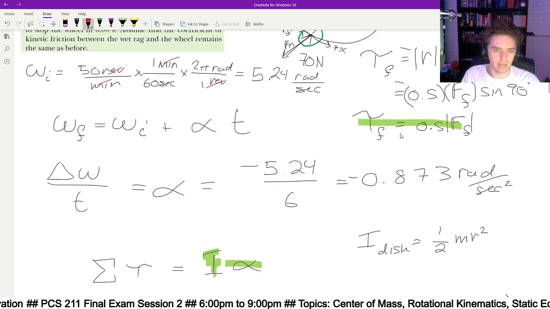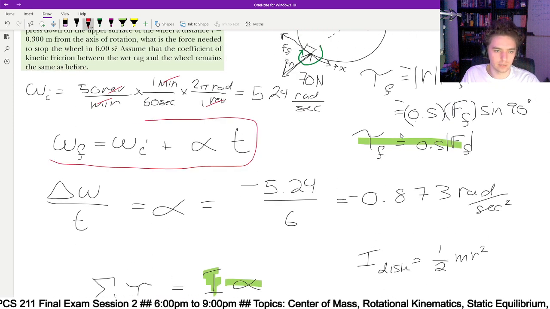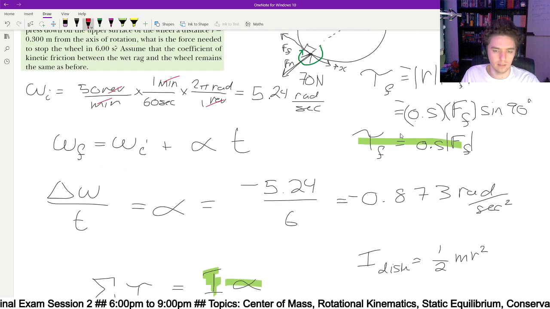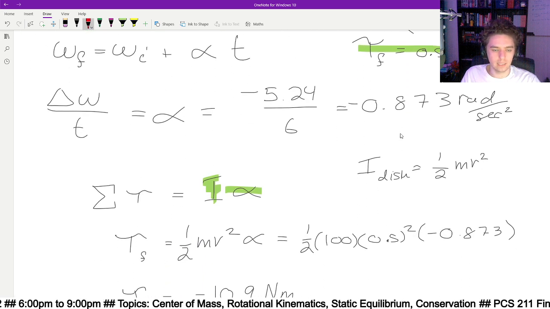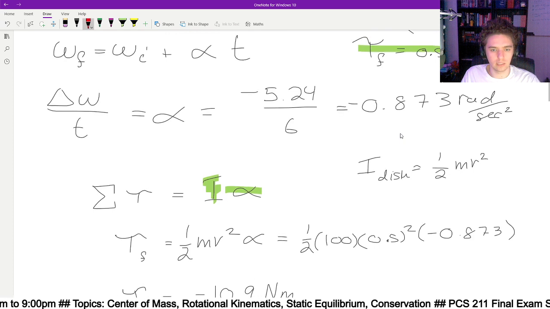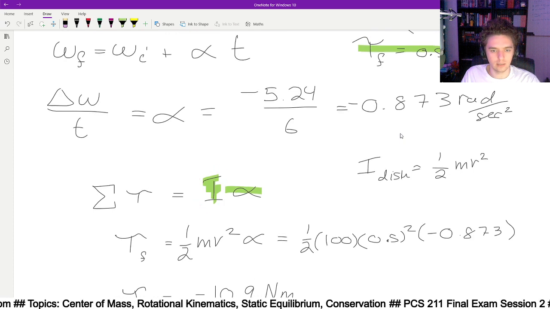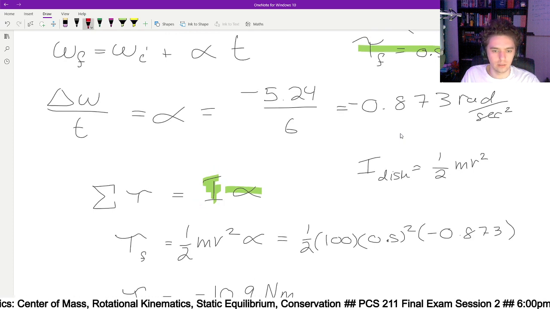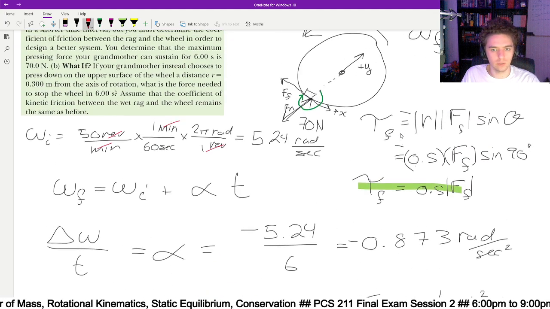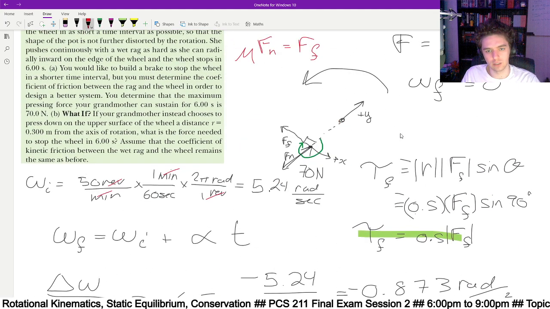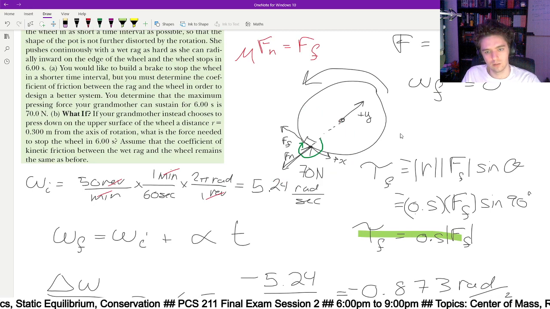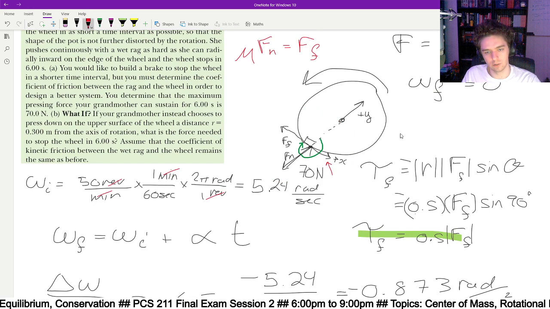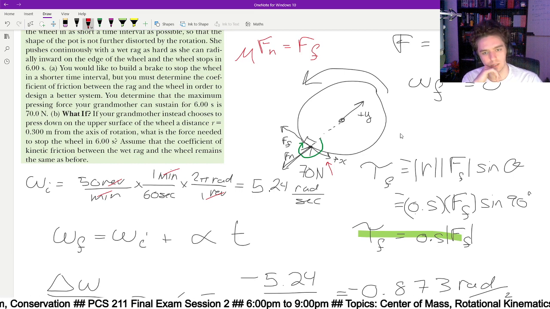To find angular acceleration, I just rearranged this. I knew everything here except alpha, so I found angular acceleration. And then I said, okay, the sum of the torques is equal to the inertia times the angular acceleration. The only thing applying torque to this is the friction. This arrow there is not a force arrow. It's just me showing which way is the positive x direction.